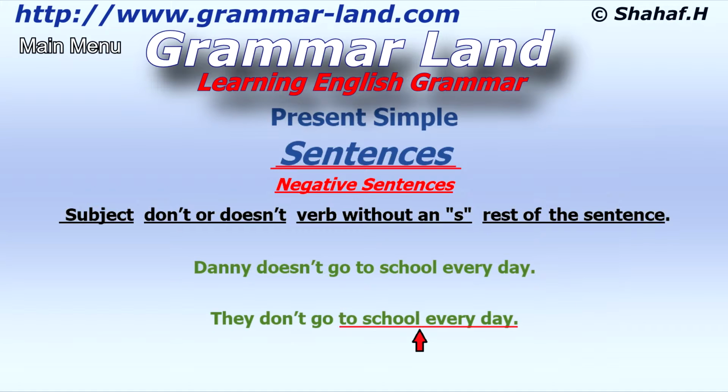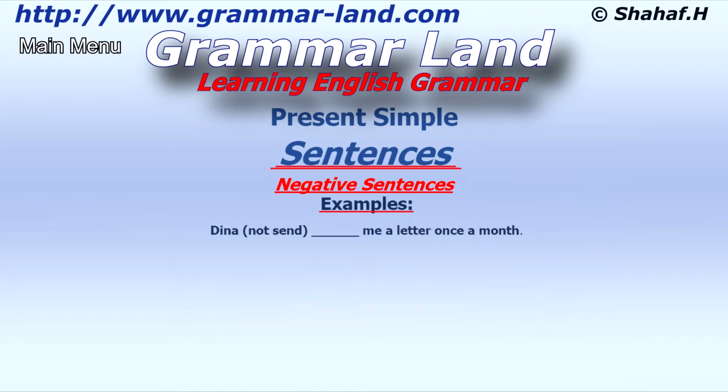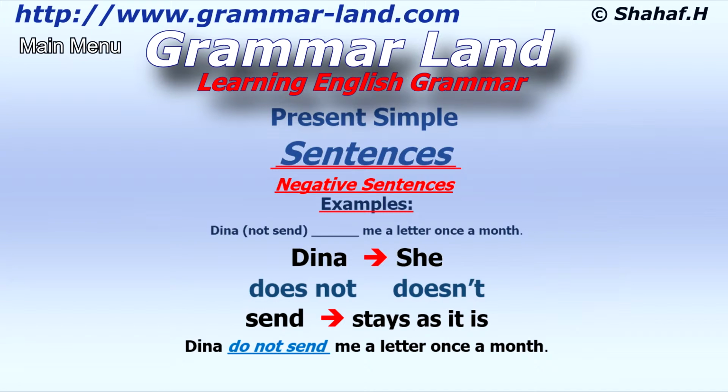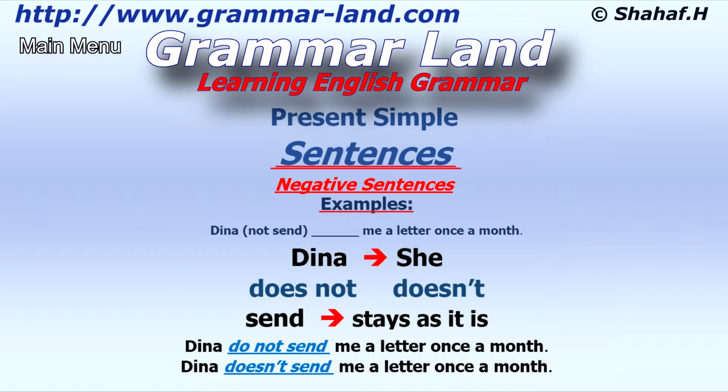More examples: Dina not send me a letter once a month. Dina is a she, and therefore, we use does not, or doesn't. The verb send should stay as it is. This is how the sentence should be. Dina does not send me a letter once a month. Or, Dina doesn't send me a letter once a month.